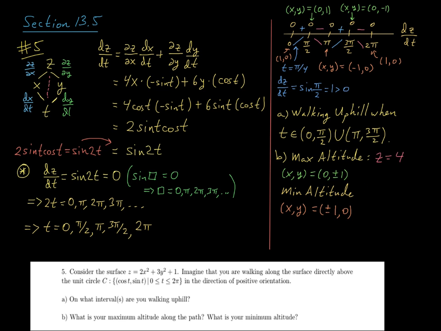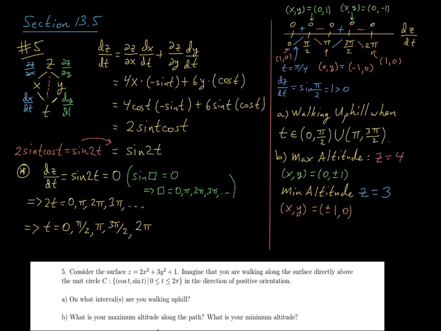And so for that, for our minimum altitude, z is equal to, well, plug either 1 or negative 1 in for x. That's going to give you just a 1 there because of the square on x. 0 for y, so this is going to be 0, plus 3. So we're saying our min altitude then would be 3.